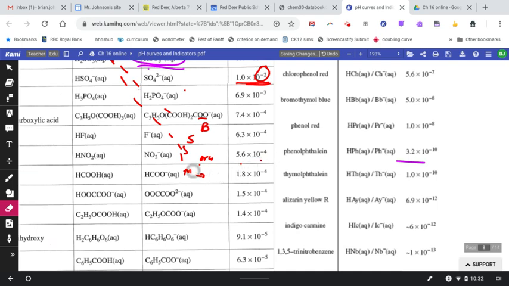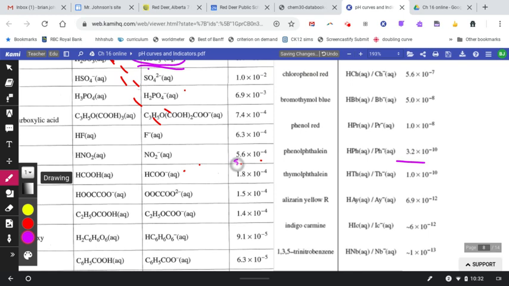I should have had a bunch of these tables ready to go because this is a bit of a mess. It's okay. It's a chance for you to take a little mental break as we dig into this last one. Okay, 5.0 times 10 to the -4. I always write these right in the table. BB minus, HBB. So now I can compare it to all the acids.